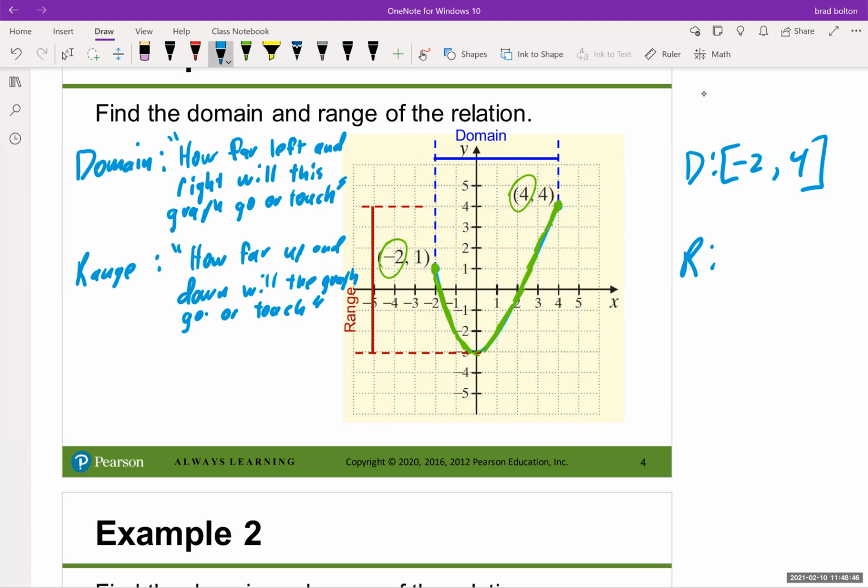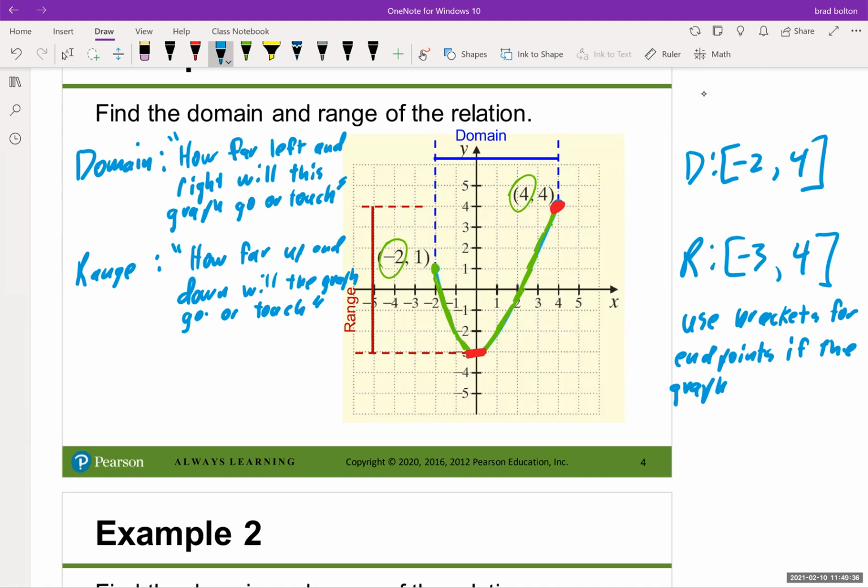So range would then be what y values are you allowed to touch. What is the lowest y value you're allowed to touch? Well, that would be right here, that's at -3. So I'm going to say the lowest value I can touch is -3. What's the highest value I will go to? The highest will be right here at 4. So I'm going to say 4. And again, it can actually touch those heights, so I'm going to use a bracket. So remember, use brackets for endpoints if the graph touches there. Okay.